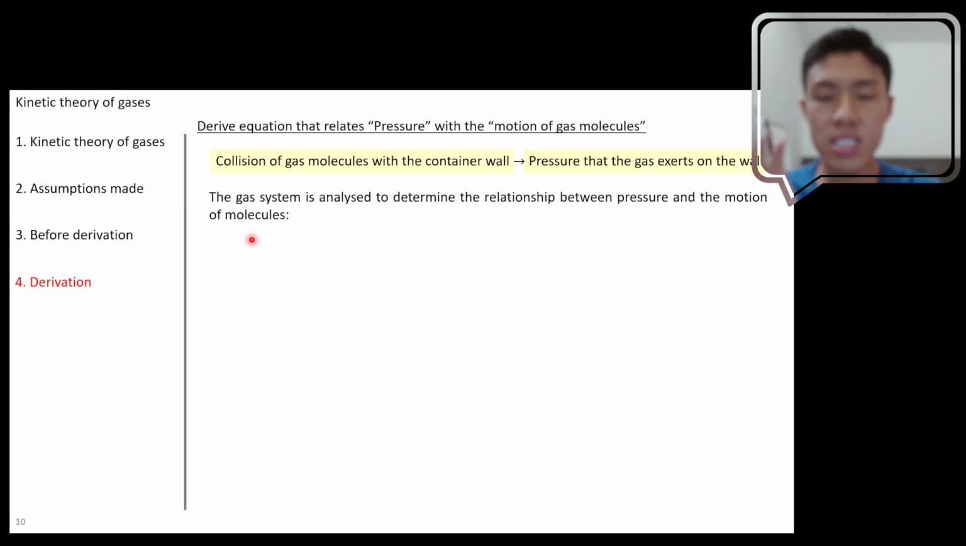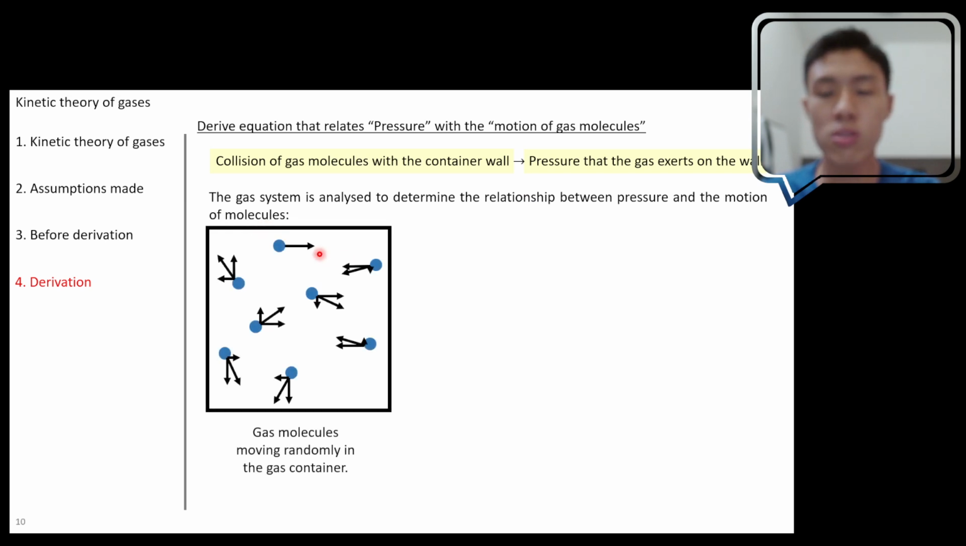The system that we're going to analyze will determine the relationship between the pressure and the motion of the gas molecules. This is the gas system that we are analyzing, in which we have gas molecules moving in random directions. You have some moving directly to the right, some moving in the third quadrant, some in the second quadrant, some in the fourth quadrant, or even different. All of them are moving in random directions with various speeds.